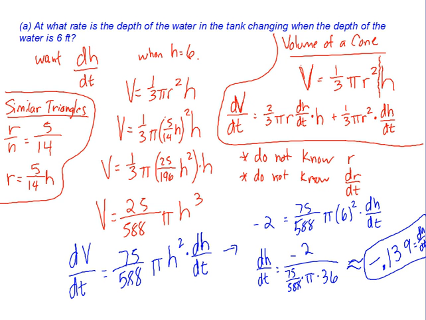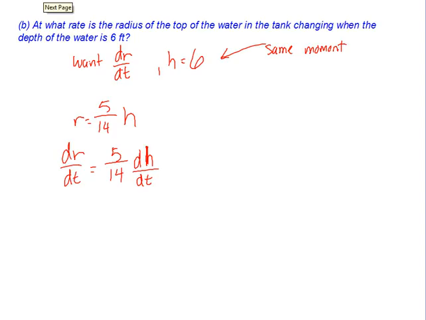We good? So then on part B, we kind of already started. It says, at what rate is the radius of the top of the tank changing when the depth of water is 6 feet? So we used our similar triangles. R equals 5 over 14 h. dr/dt equals 5 over 14 dh/dt. Now, it's very important. Do I know dh/dt? So why can I use that one? Because it's the same moment. Had they said when the height is 5, could I have used the dh/dt? No, because that's a different moment. Does everybody understand that? So you have to make sure they're at the same moment.